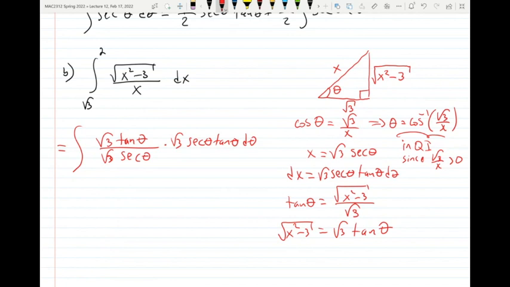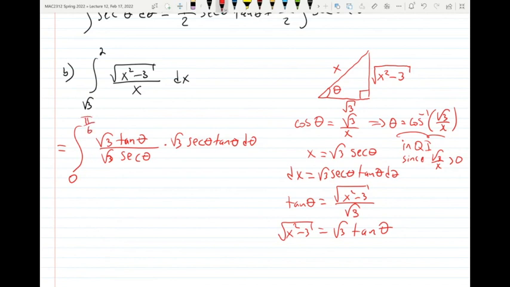Now let's change the limits. Let's see. When x equals square root of 3, I'm putting the square root of 3 here, so I get cosine of theta equals 1. What angle do you know whose cosine is 1? 0. That's 0. Because remember, it has to be between quadrant 1 and quadrant 2. Okay? And then when x equals 2, I have here square root of 3 over 2. What angle do you know whose cosine is square root of 3 over 2? That's 30 degrees. It's pi over 6.